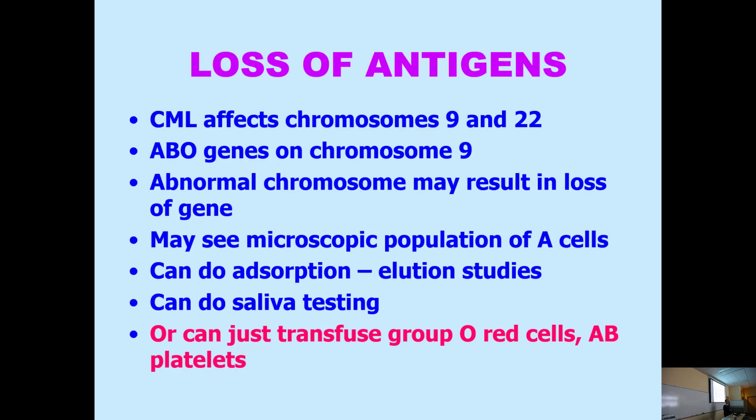Abnormal chromosome is likely to result in the loss of the gene. So you may see a microscopic population of some A cells floating around, but your new cells aren't necessarily going to have that. You can do absorption elution studies, you can do saliva testing, or you can just start transfusing O cells and AB plasma, which most of us are going to do. Because even if you do all the elutions and everything, it's not necessarily going to prove anything.